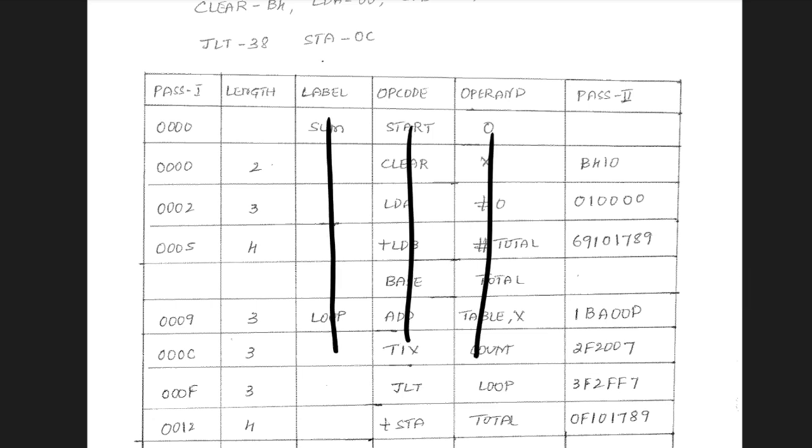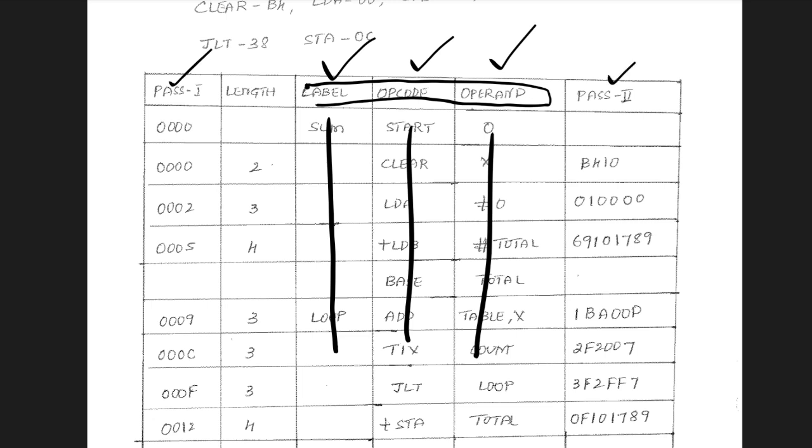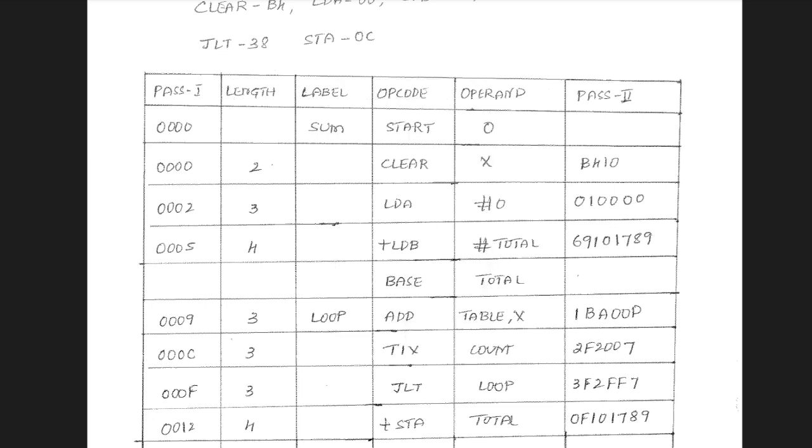The SUM column is known as label, the START column is known as opcode, and the 0 column is known as the operand. After you have written these 3 things, you have to write the pass 1 address and the pass 2 opcode. In between you can write the length, it's optional. Here you will start from 0 if they don't give any address, as in the question they have not given any starting address, you will write 0. And for each of these opcodes, what is the length of it, that you have to write.